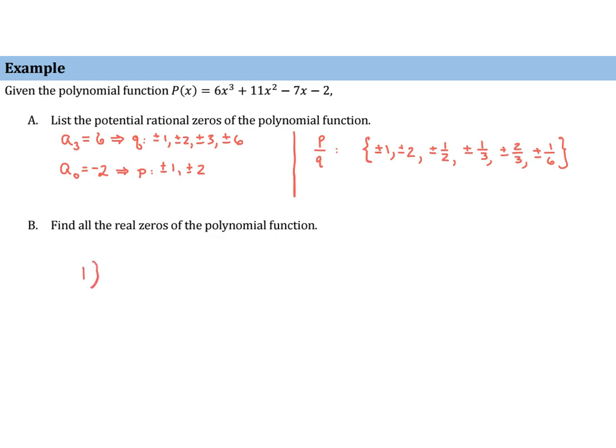So we're going to try 1, and we have 6, 11, negative 7, negative 2. Always make sure that you don't have any missing terms in that dividend. So where do these come from? These are just the coefficients of our function. So let's bring down the 6. Multiply 1 times 6 is 6. 17. Multiply. Add. Multiply. Add. So we get a remainder of 8. So 1 is not a 0.